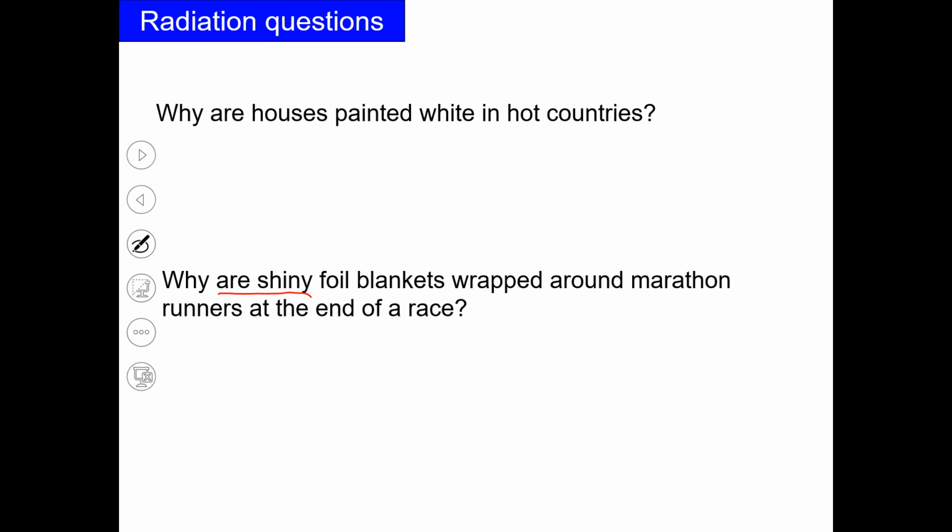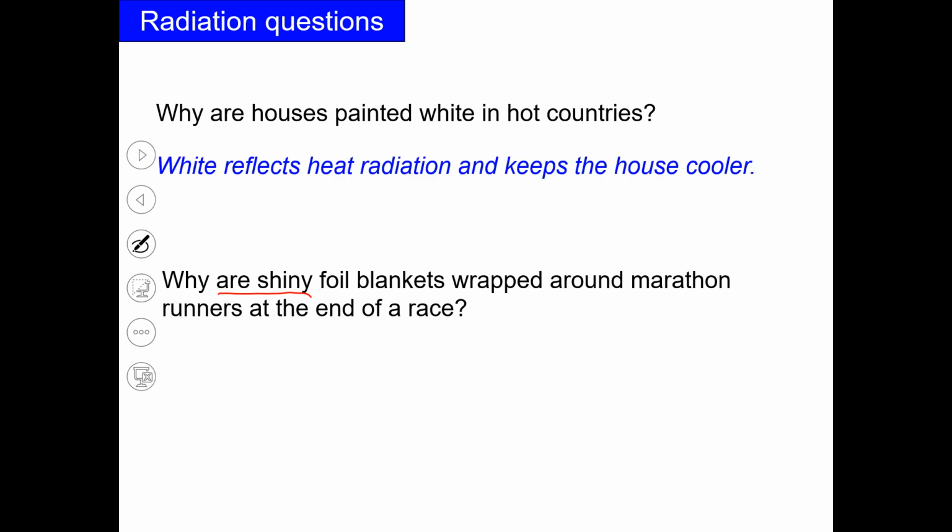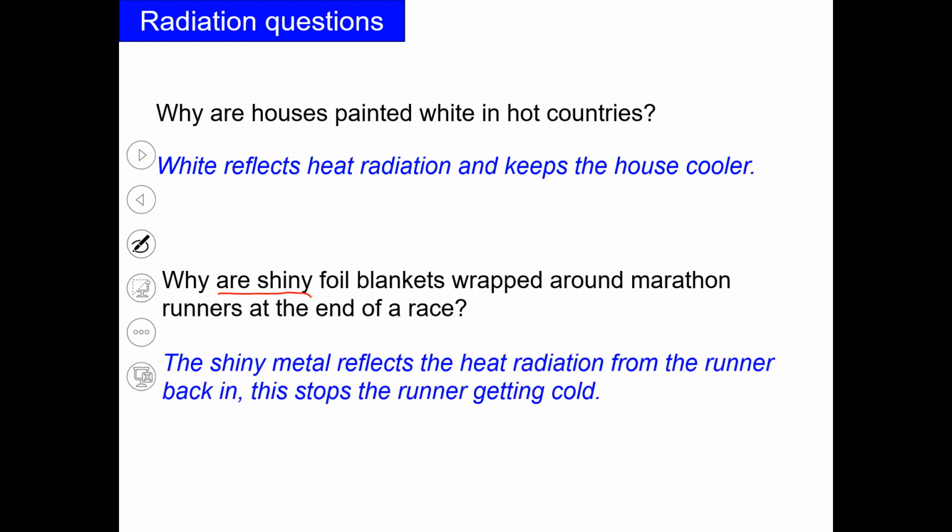Answer it. Did you find it? Of course. The answer is white reflects heat radiation and keeps the house cooler. Another answer, the shiny metal reflects the heat radiation from the runner back in. This stops the runner getting cold.